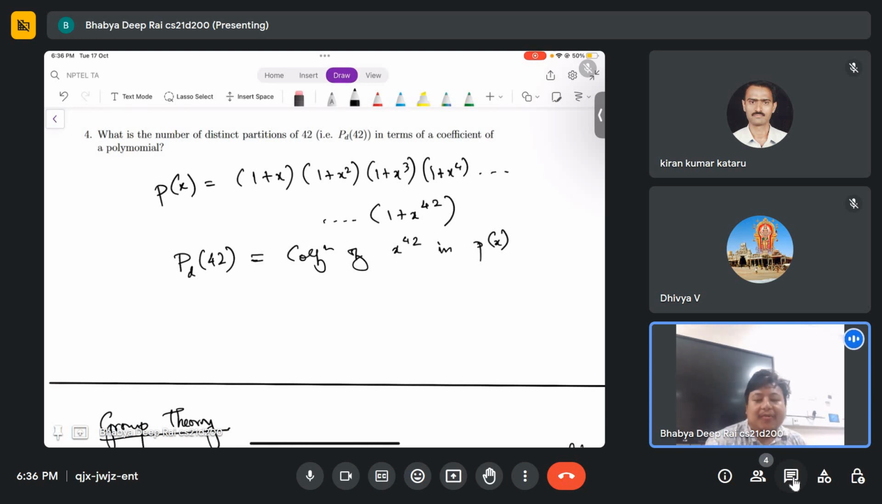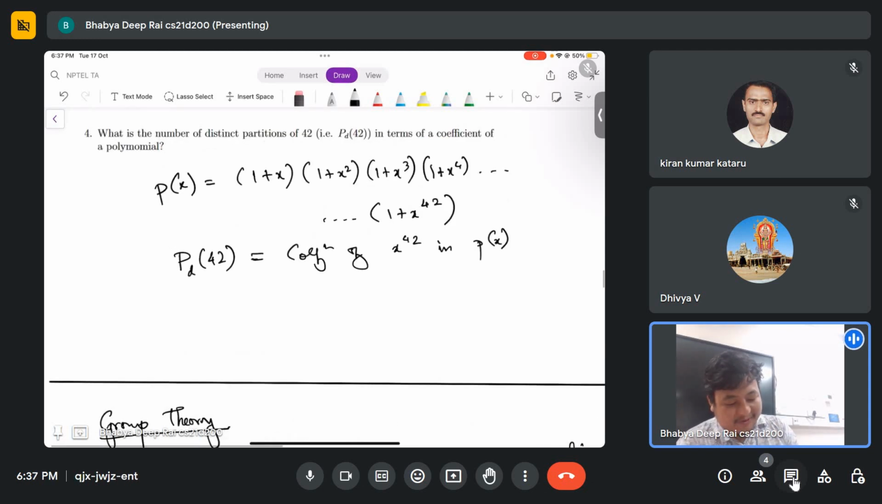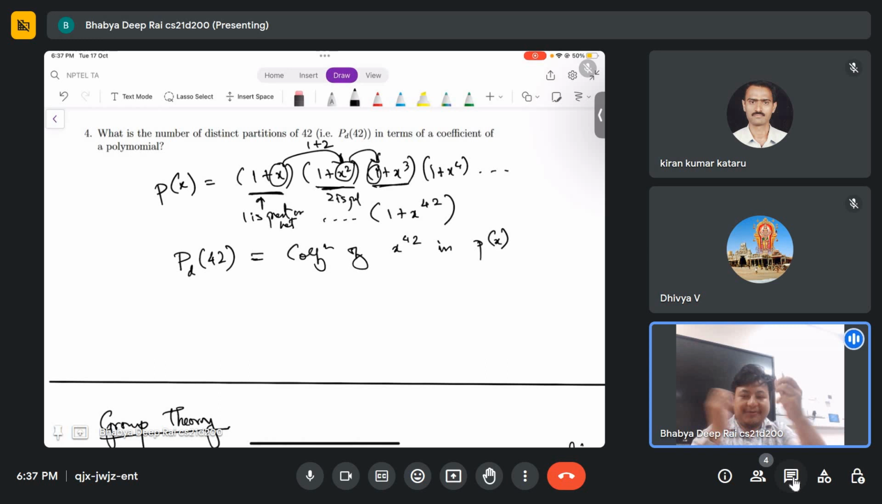And you may have seen the argument, but I'll just tell you quickly why this is so. Then we'll quickly move down to the group theory section. Each of these terms tells us whether we are selecting a number or not. This tells us to choose between 1 is present or not, 2 is present or not, and so on. And if it is present, then I'll take an x which will multiply with another term. Let's say I took a 2, then it will multiply with 1, which means I'm doing a 1 plus 2. The degrees will add up.